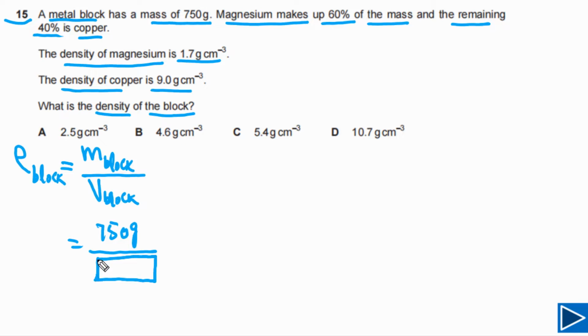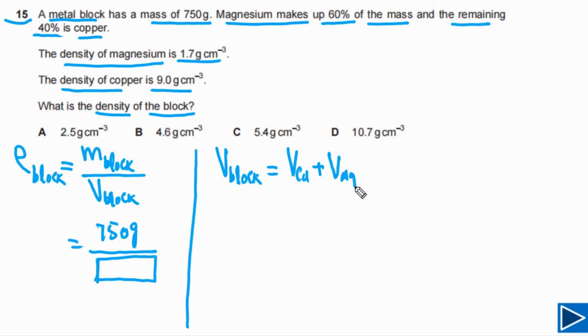Now, this is the point we need to find out. We need to find out volume of the block. So how we can find out volume of the block? In order to find volume of the block, we need to understand volume of block, in fact, is equal to volume of copper plus volume of magnesium. I will be writing here Mg, the symbol for magnesium.